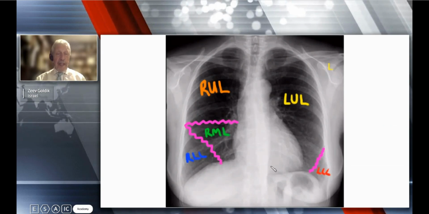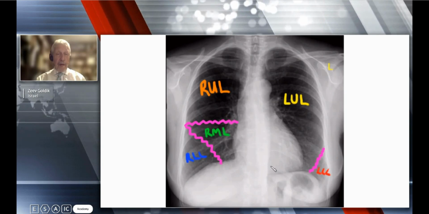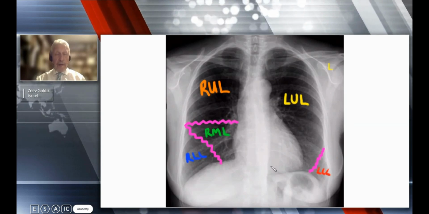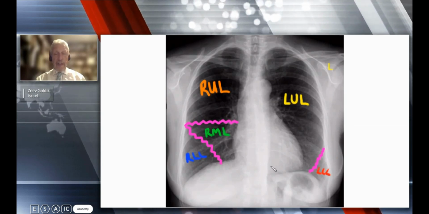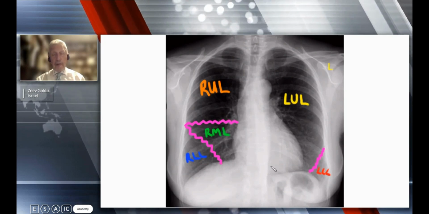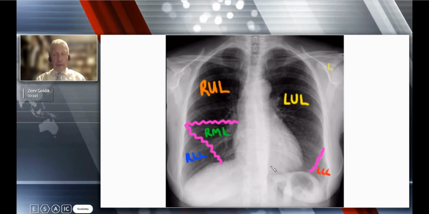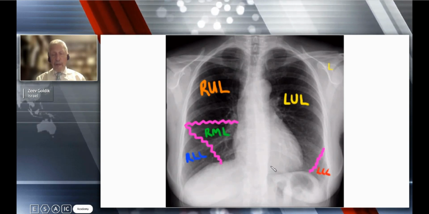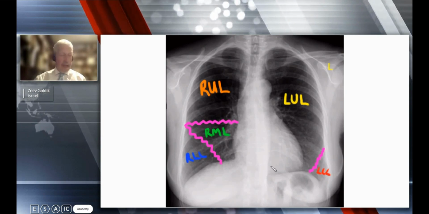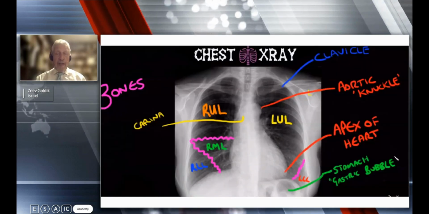Remember that the right lung has 3 lobes, the right upper lobe, right middle lobe, and right lower lobe. And in the left side, we have the left upper and the left lower lobe. There is also the lingula. But remember that the left lower lobe is mostly posterior.